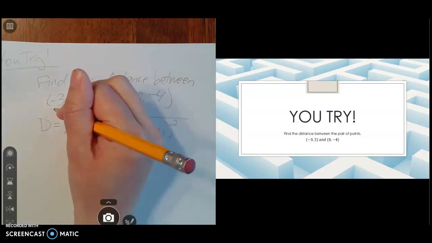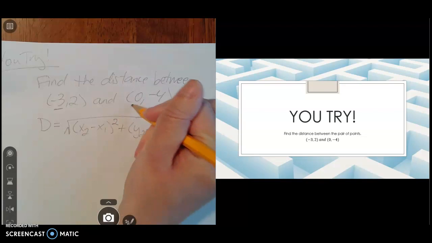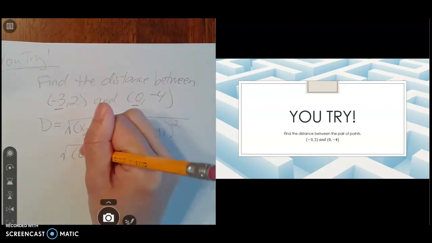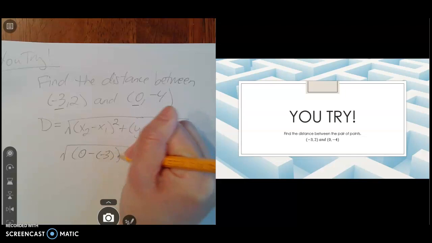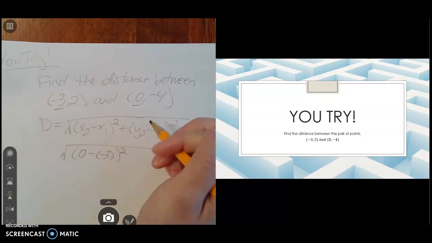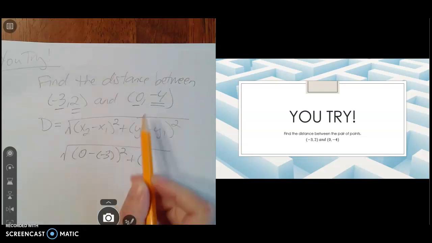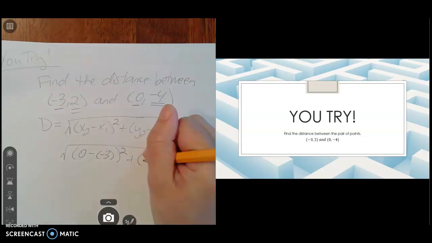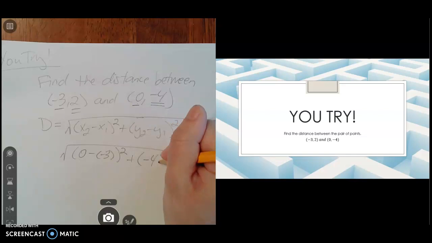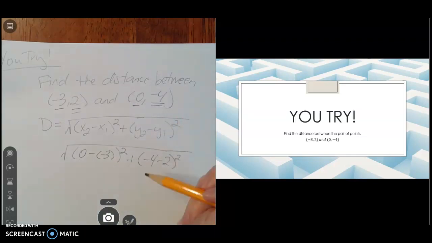So my x values are -3 and 0. So I'm just going to do 0 minus -3 squared for my x's. The y coordinates are 2 and -4. Since I started with 0, I'll go ahead and be consistent, start with -4, and do -4 minus 2 and square that. So that's just plugging everything in.